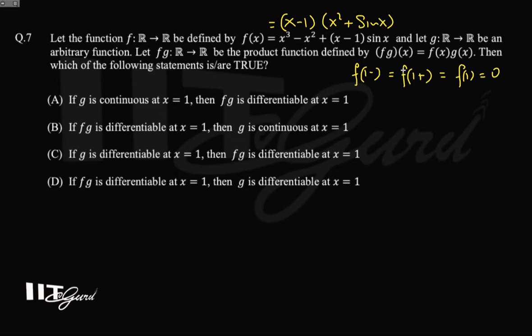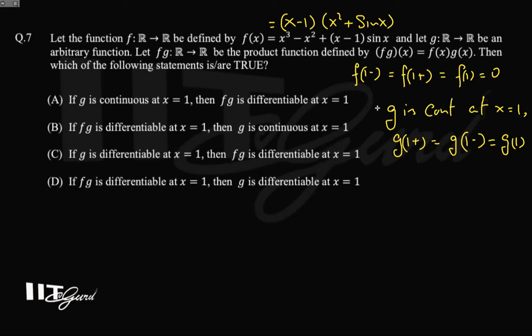So you see in option A, it is given that g(x) is continuous at x equal to 1. It means what does this show? Let's test the options one by one. If g is continuous at x equal to 1, it shows that g of 1 plus is equal to g of 1 minus, means RHL equal to LHL equal to g of 1. And you know g is an arbitrary function. The definition of g is not given over here.